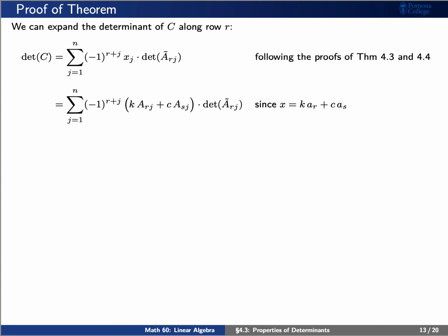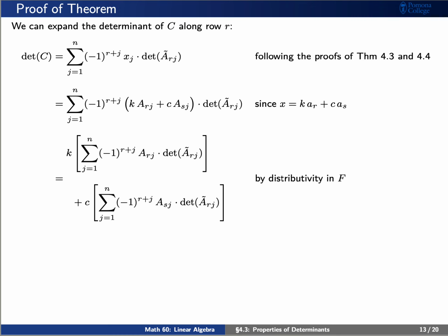Now, let's replace the linear combination x with k times a sub r plus c times a sub s. We can now expand using distributivity, and we're going to stare at these two expressions here for one moment. Let's take a look at the first expression, this capital A sub rj times the determinant of arj tilde. If we stare at that, then we see that this is simply the definition of the determinant of A, where we've expanded along row R.